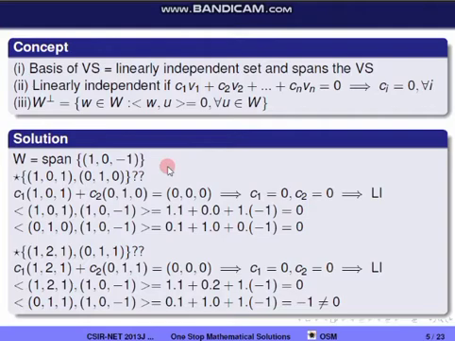Basis means it should be a linearly independent set as well as span the orthogonal complement of W. So first of all, we'll check whether they are linearly independent. The first option I am taking is the set of 1 0 1 and 0 1 0. To check the linear independence condition, I am using this concept: C1 times 1 0 1 plus C2 times 0 1 0 is equal to 0 0 0.